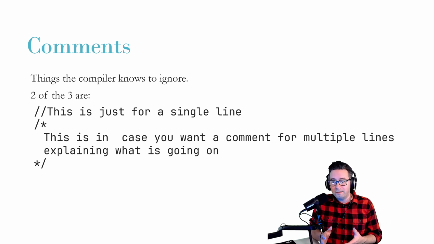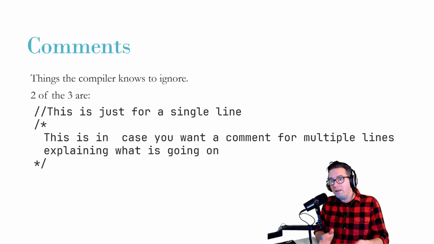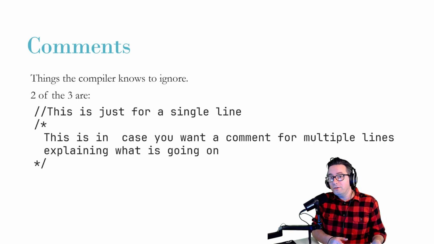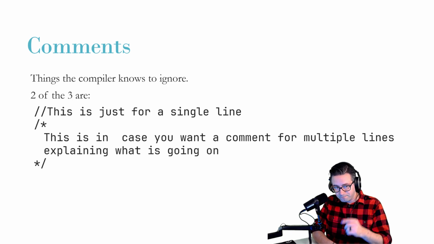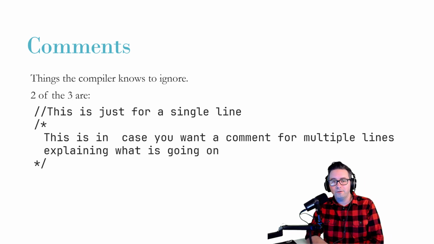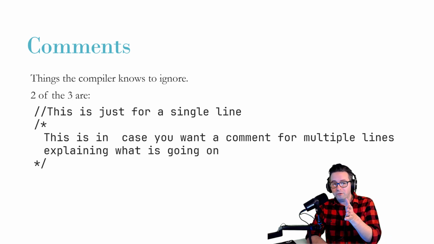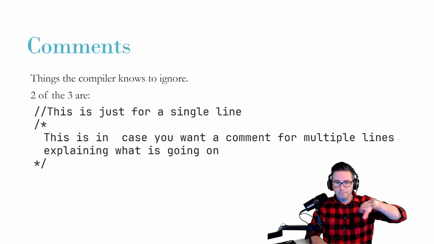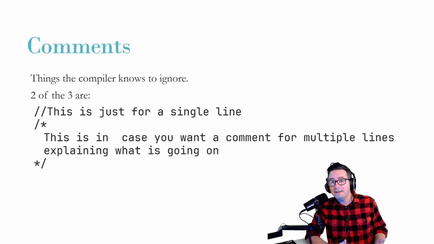Comments help explain different things that are going on. Comments are sections of code that the compiler just ignores. And we can do either a line or a block. So notice here, this is just for a single line. That first one is just two slashes, and anything to the left of it on that line is free game, but anything to the right of it on that line is going to be ignored by the compiler. I'll show you an example of that.